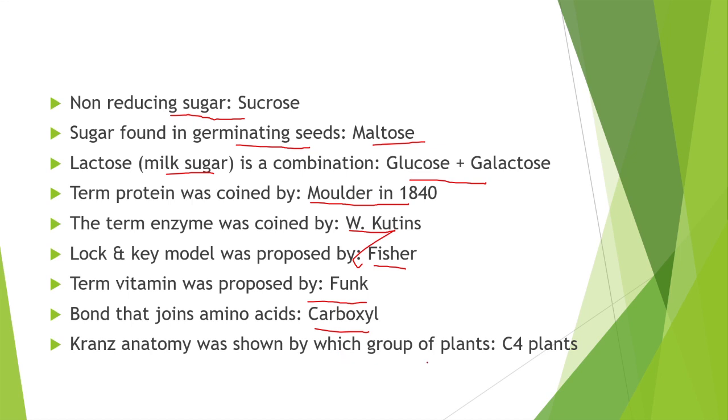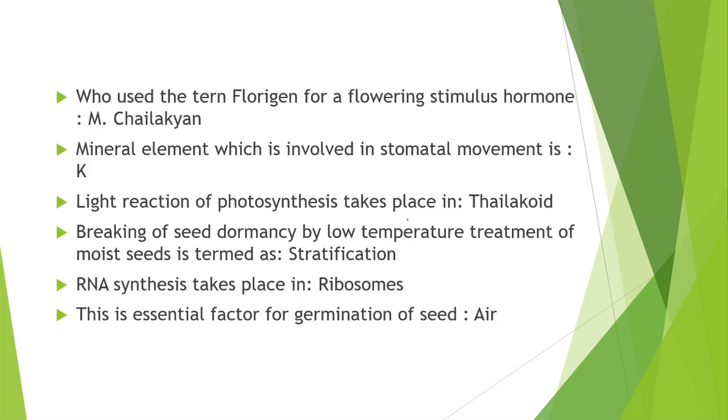Kranz anatomy is shown by C4 plants. The one who used the term florigen for a flowering stimulus hormone is Chailakhyan. The mineral element which is involved in stomatal movement is potassium. This potassium ion is responsible for the opening and closing of stomata.